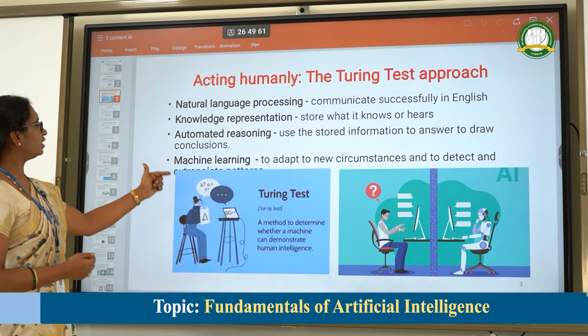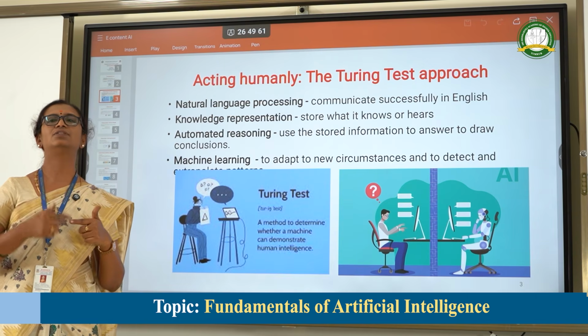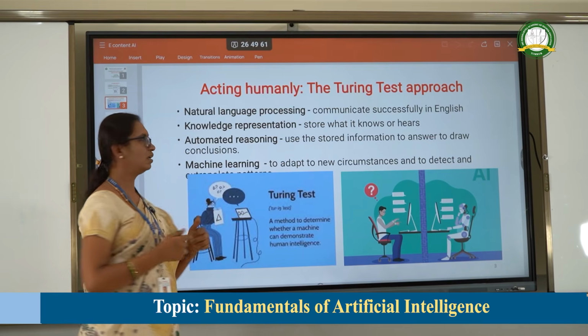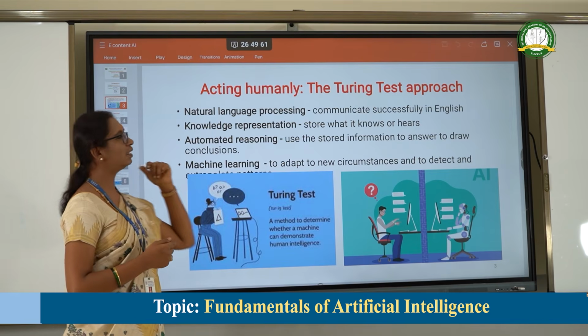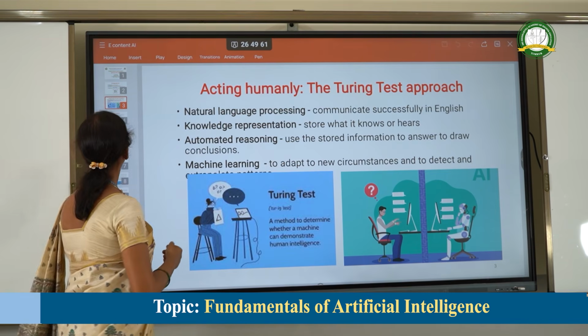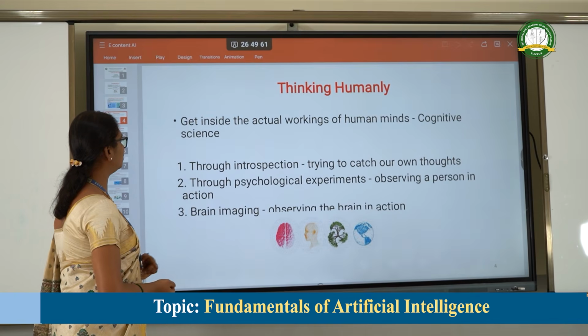Now machine learning is basically to adapt itself to the different circumstances. So these 4 parameters are very much required in the Turing test approach. And the next approach is thinking humanly.